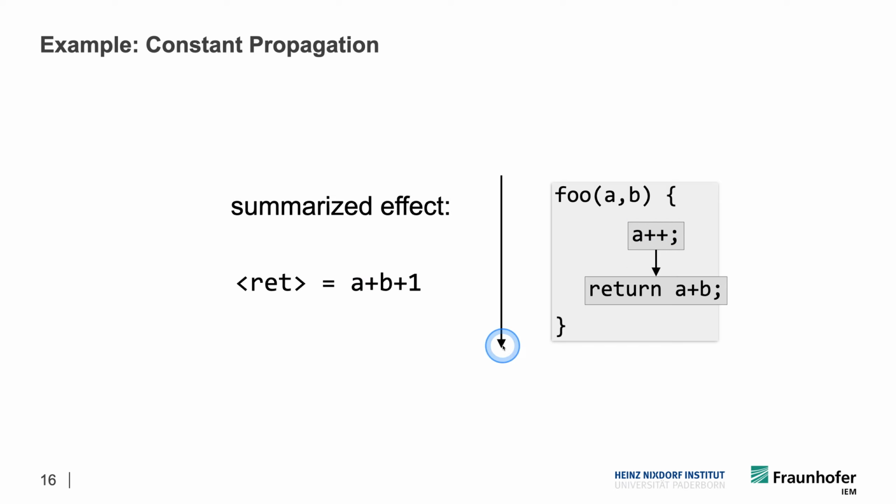Actually, if you're really tedious about this, then you would have to say that the summary is even more broad than this, because it would also need to contain some information about a, because the value of a is changed as well, right? We don't just update or compute a return value, we also update the value of a. So a at the end is a at the beginning plus 1. Okay, so a full summary of that procedure would actually look like this. It would also contain a value of a.